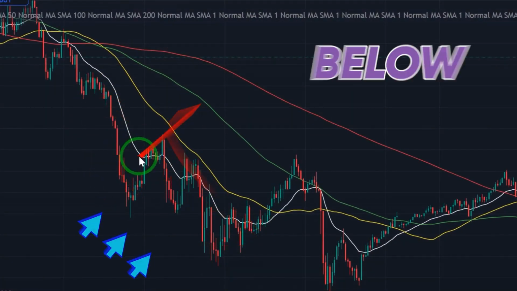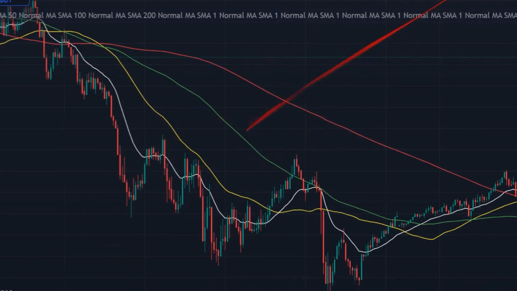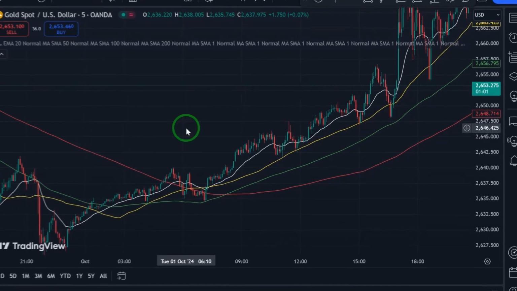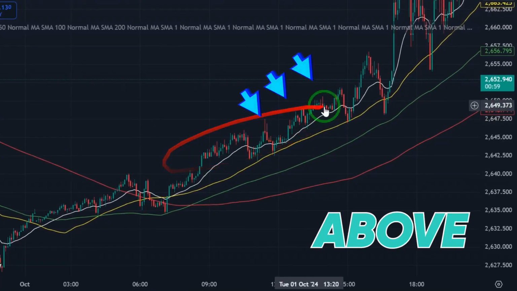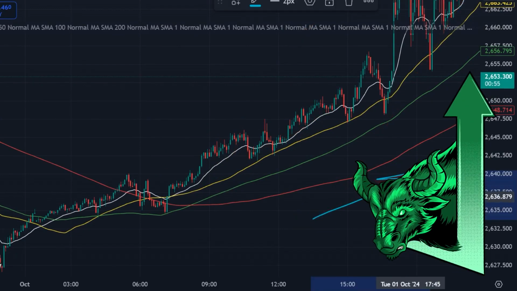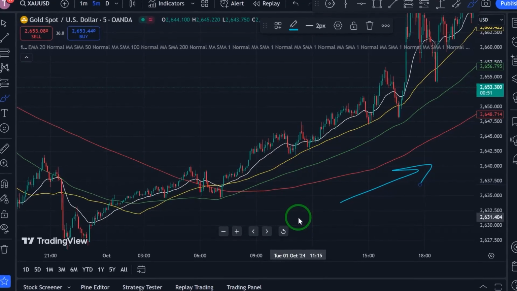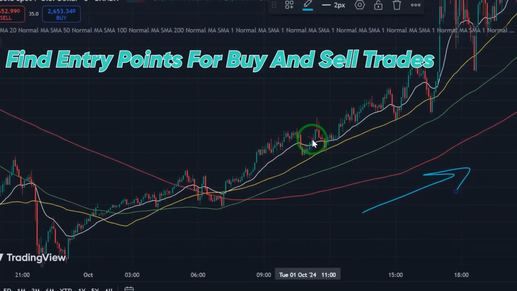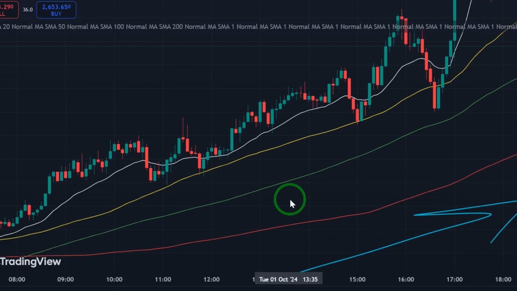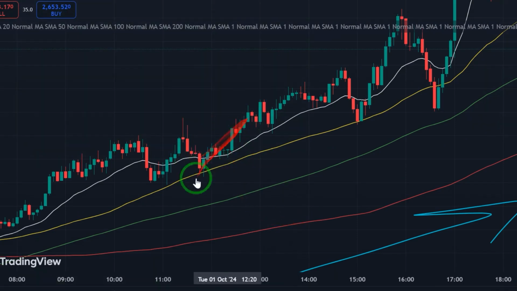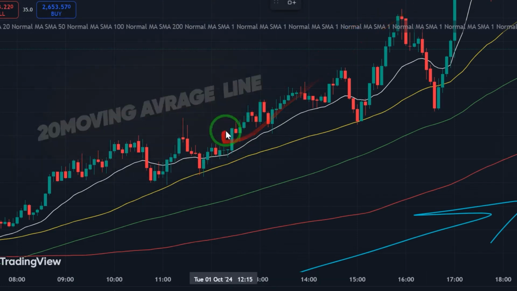We use this indicator to find the overall market direction. Whenever the candles are below all 4 lines of this indicator, we consider the trend to be bearish. And whenever the candles are above all these lines, we consider the trend to be bullish.